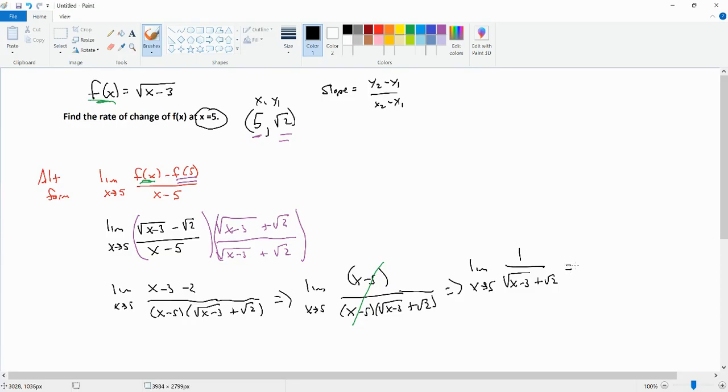Now we can do direct substitution. We can go back to that. So we have 1 over the square root of 2 plus the square root of 2, or we can say it's 1 over 2 square root of 2. And that could be our answer. Or if you need to rationalize this using some properties of algebra, you could multiply this by square root of 2 over square root of 2. So another format you could have it in is square root of 2 over 4, which means the same thing.